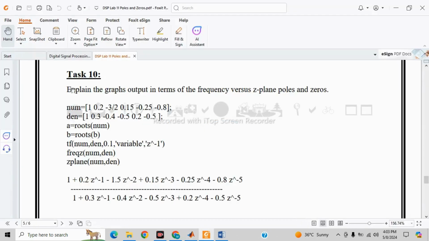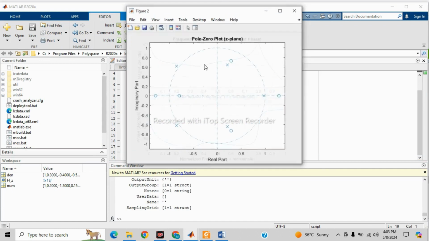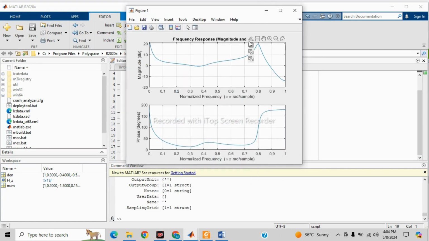Next is task number 10. Explain the graph's output in terms of frequency versus Z-plane, poles and zeros. So in MATLAB we have this code, output as this is the pole zero plot, and this is the frequency response, magnitude in decibels and phase in degrees.